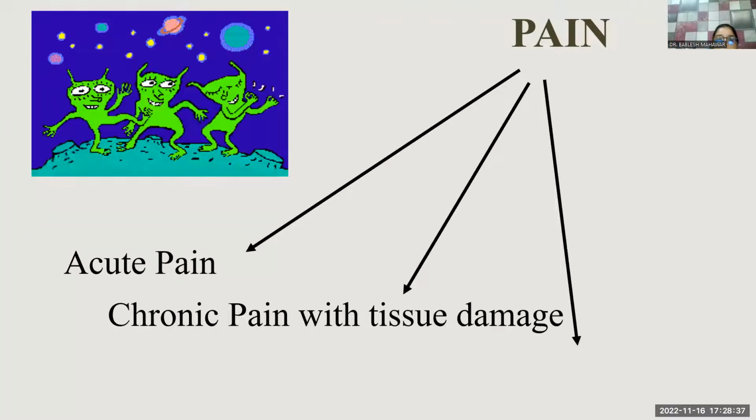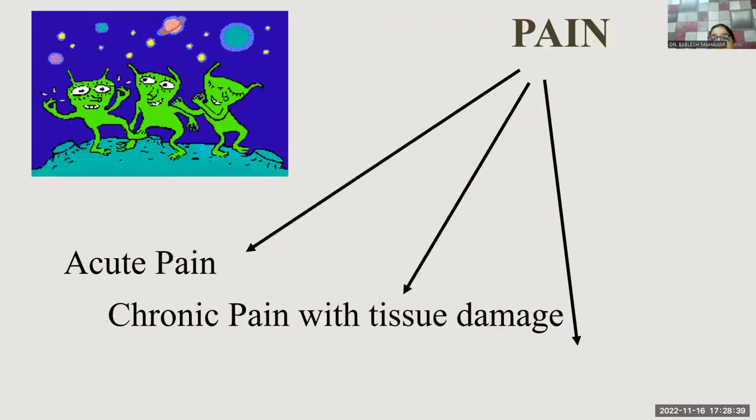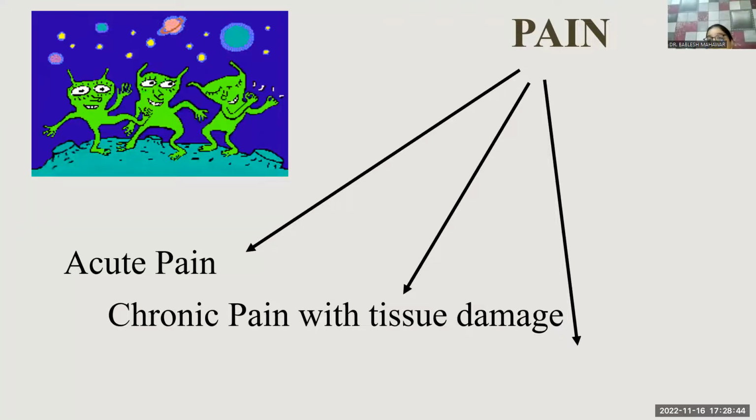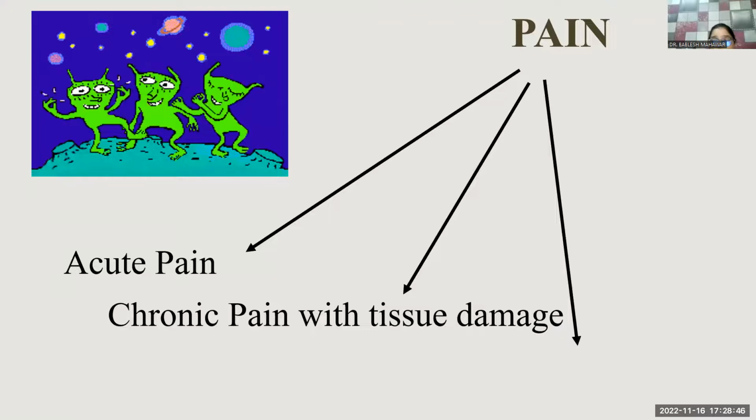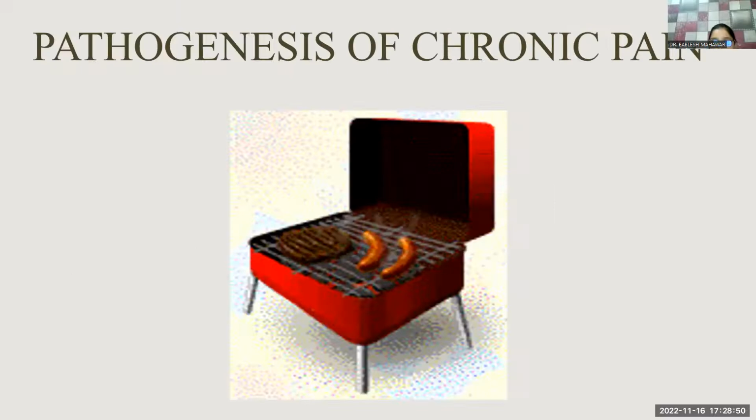Okay. So acute pain and chronic pain can be a chronic pain with tissue damage, or a chronic pain without tissue damage, as we have learned in the last few slides. Next slide, please. Now coming to the pathogenesis of chronic pain, this is a little bit complex, but I'll try to explain in simple language. Next slide.